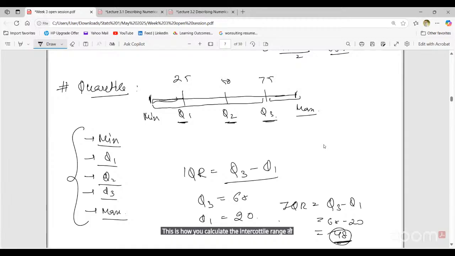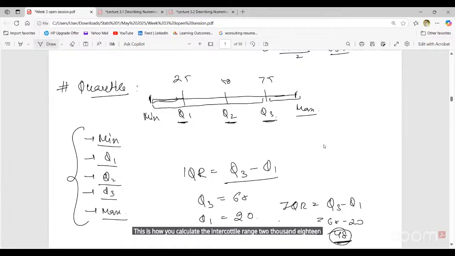So that was it. In this whole week 3, we studied the numerical data, how to organize it, how to graphically represent it, and how to calculate the descriptive measures. So in descriptive measures, what were there? There were 2 descriptive measures. What were they?